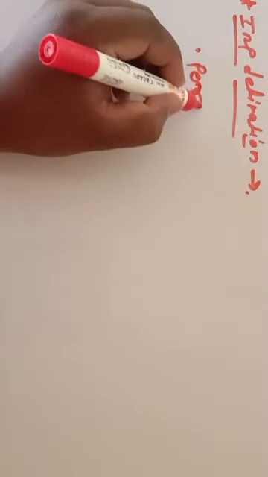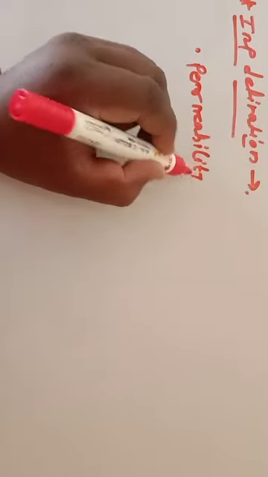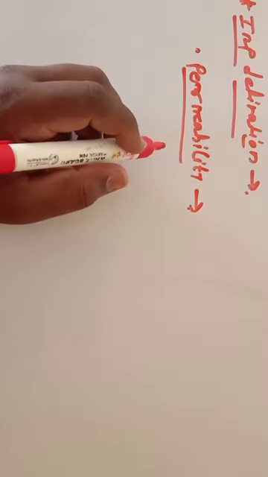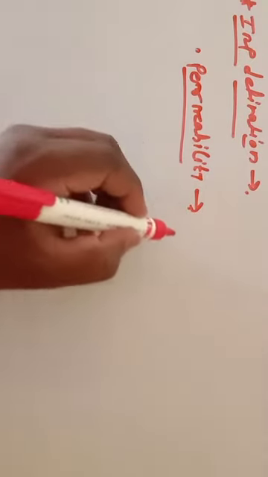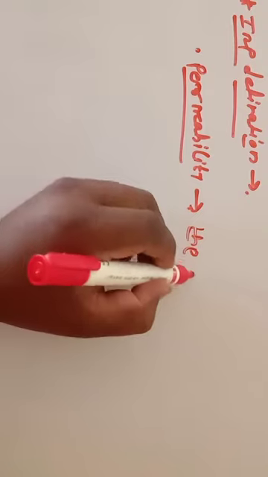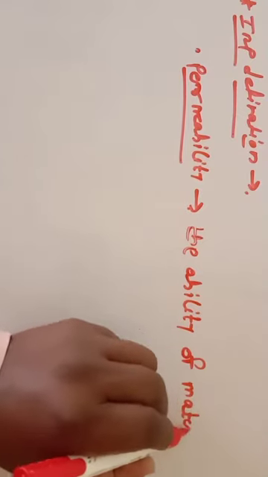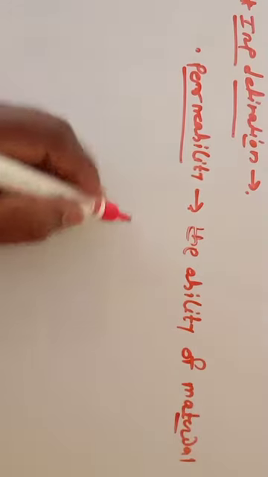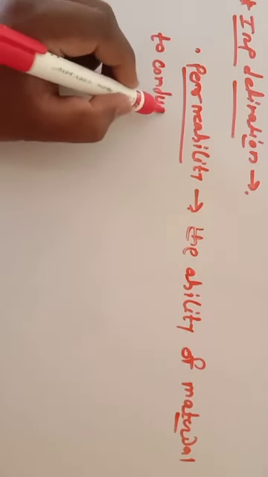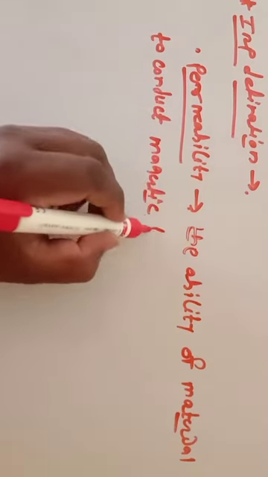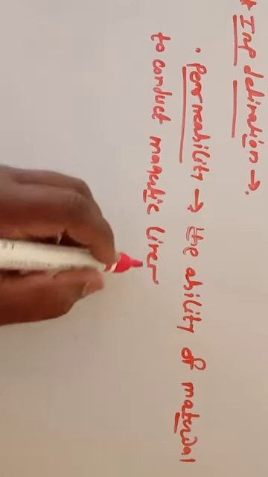The next definition is permeability. The ability of a material to conduct magnetic lines of force through it is called permeability.